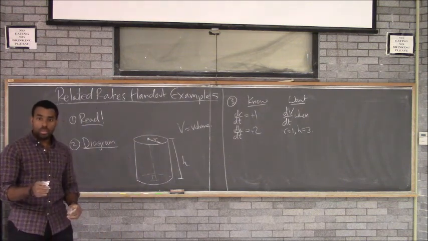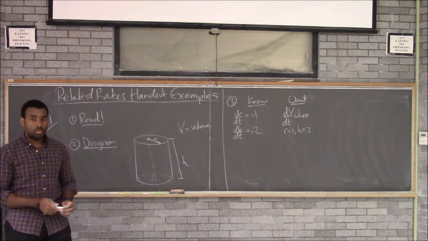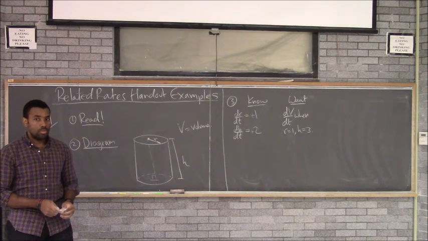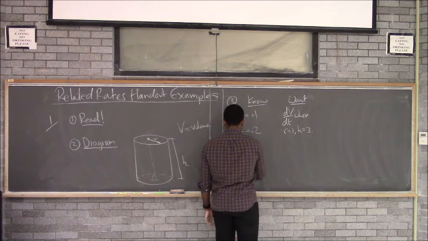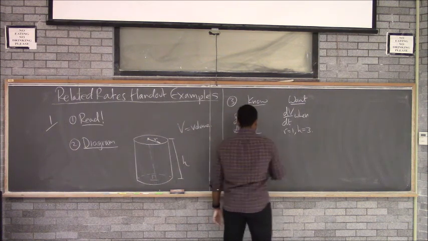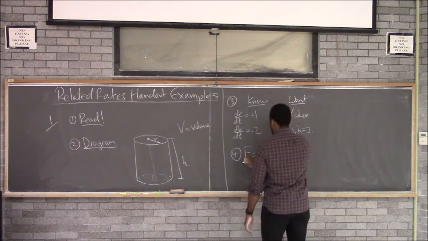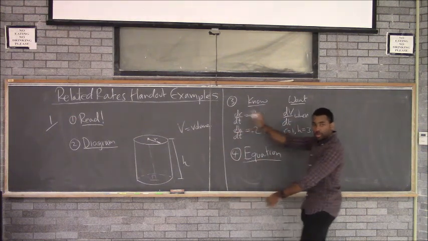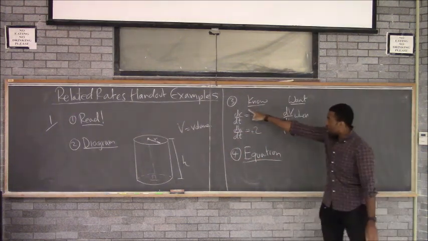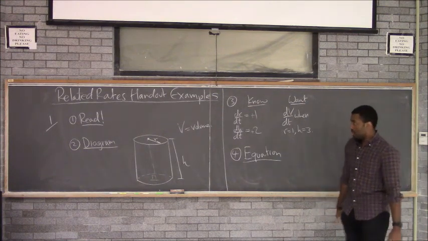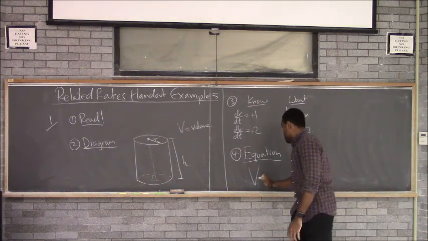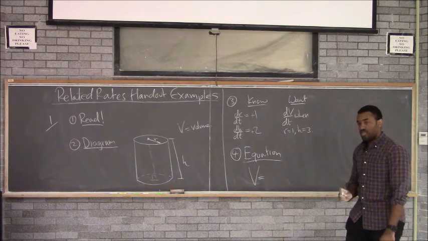Yeah. So would we just use the volume equation and then take the derivative of the equation, and just plug in the values? Exactly. So that is step 4. Step 4 is to come up with an equation that relates all the variables that you've had before. So there's a variable of R, H, and V. Can you come up with an equation that relates all of them? What is the volume of a right cylinder?